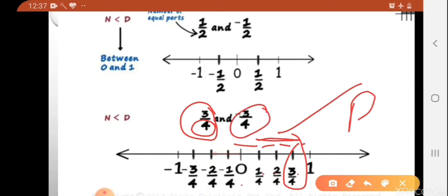And minus 3 upon 4, again, because it is a negative rational number, it will lie on the left hand side of the number line. So it will lie here, minus 3 upon 4.